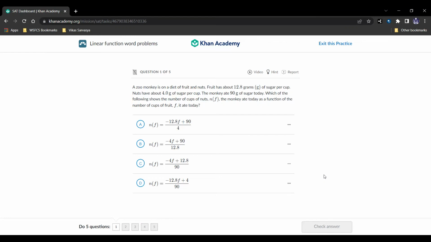Hello and welcome. Today we're going to be looking at linear function word problems as part of the Heart of Algebra on the SAT math portion. As always, we're going to be looking at 5 questions and their explanations as we dive into the intricacies of this topic so that you can ace the SAT math portion.